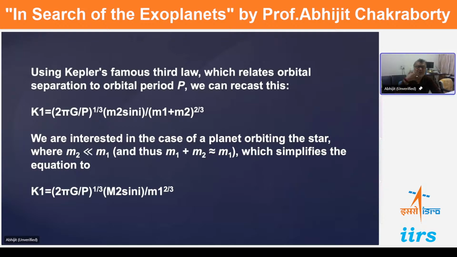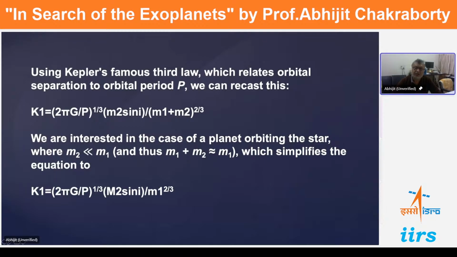Okay, in terms of the equation, K1 is basically the amplitude, G is the gravitational constant, P is the period. So you have M2 as the mass of the planet. Sin i is the angle subtended between the observer and the sky, on the sky, the angle subtended by the orbital plane of the planet going around the star to the observer, and m1 is the mass of the star.